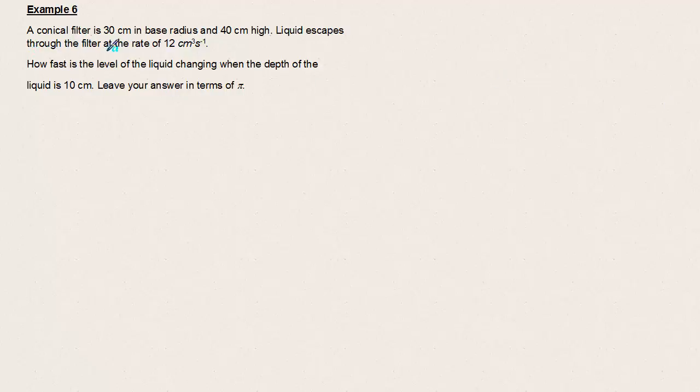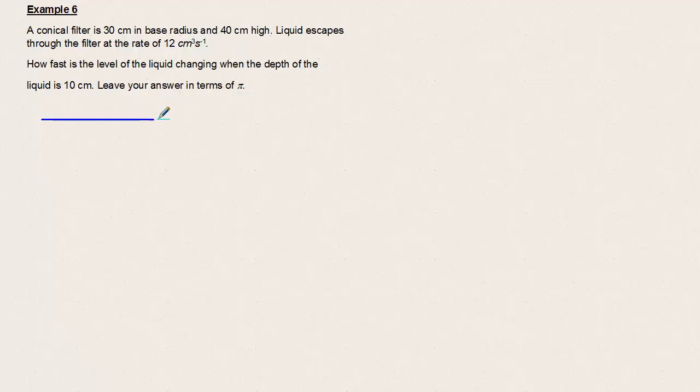A conical filter is 30 centimeters in base radius and 40 centimeters high. Liquid escapes through the filter at the rate of 12 centimeters cubed per second. How fast is the level of the liquid changing when the depth of the liquid is 10 centimeters? Leave your answer in terms of pi.